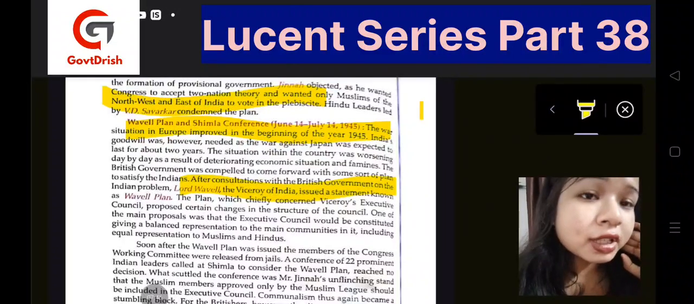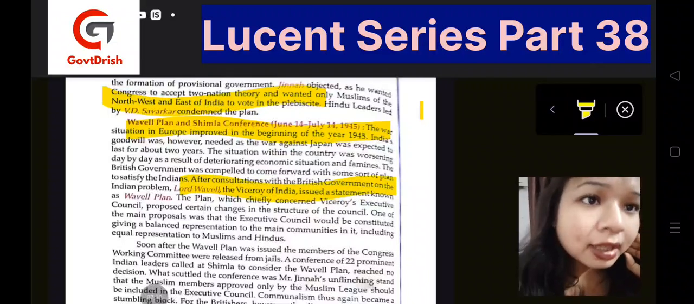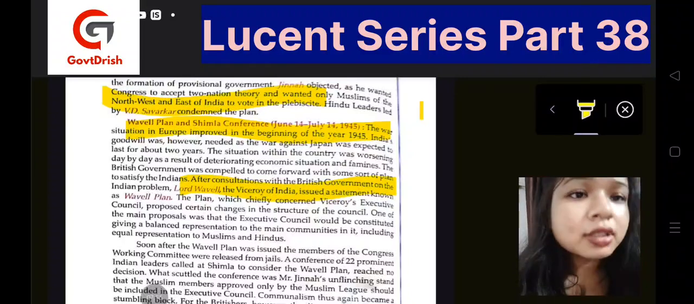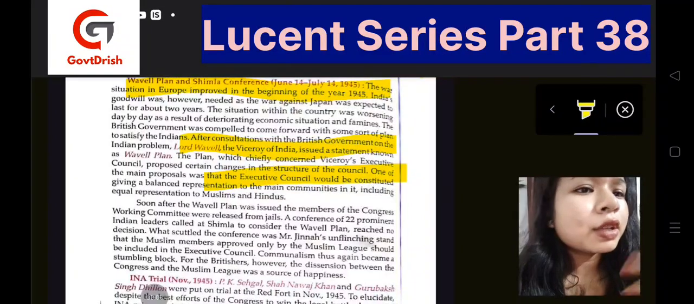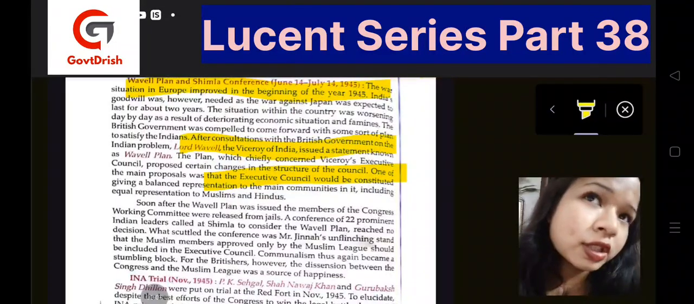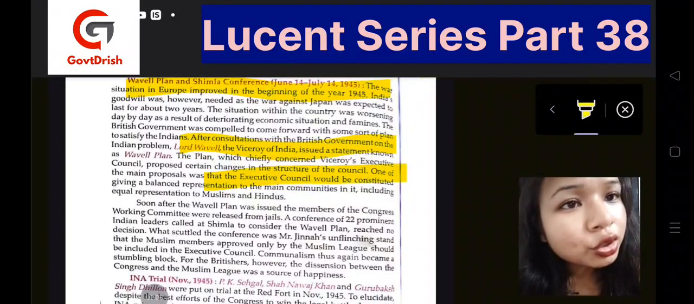So they sent the Viceroy of India, who at that time was Lord Wavell. Now they issued the Wavell Plan. Now what was this Wavell Plan? There would be certain changes in the executive council, and one of the main changes was that it would give equal representation to Muslims as well as to Hindus.